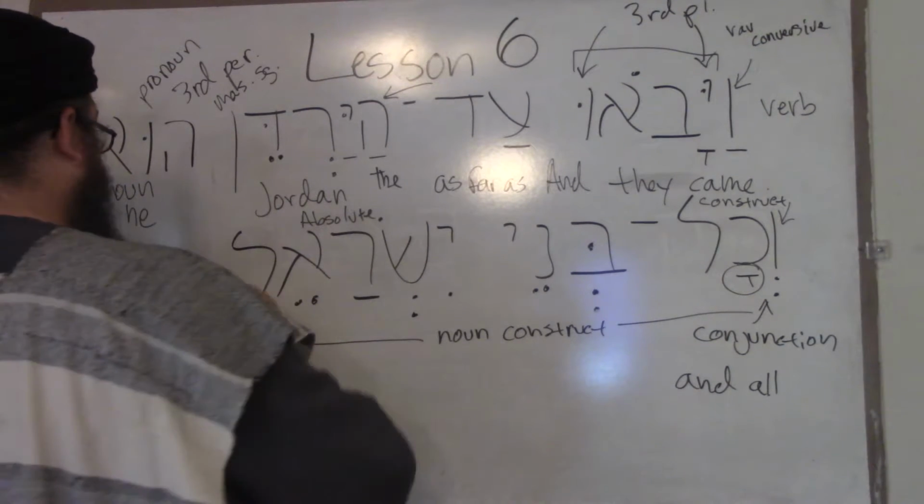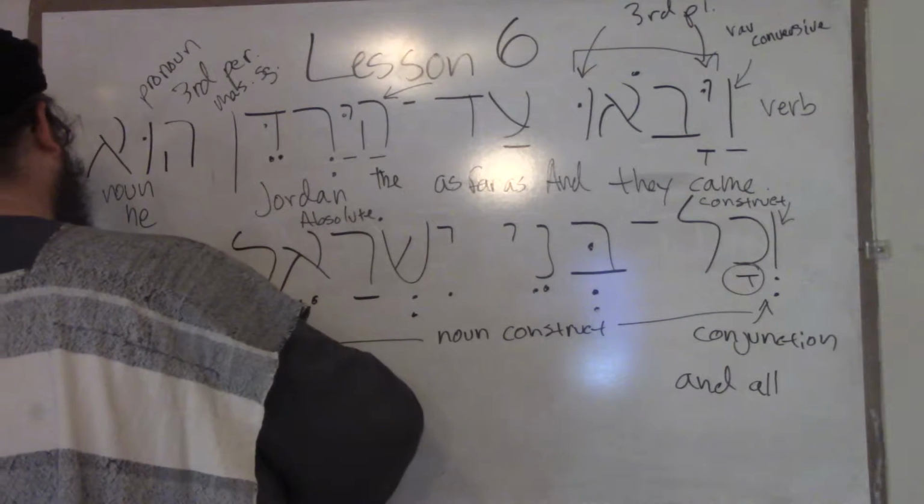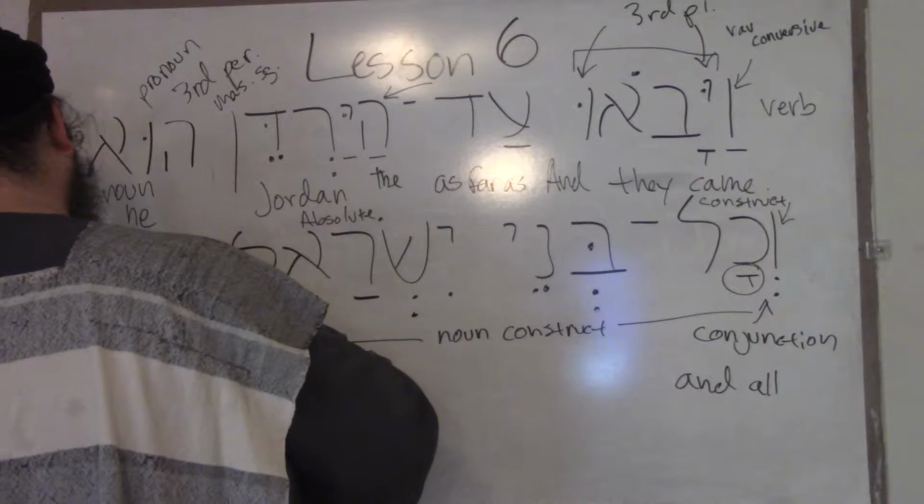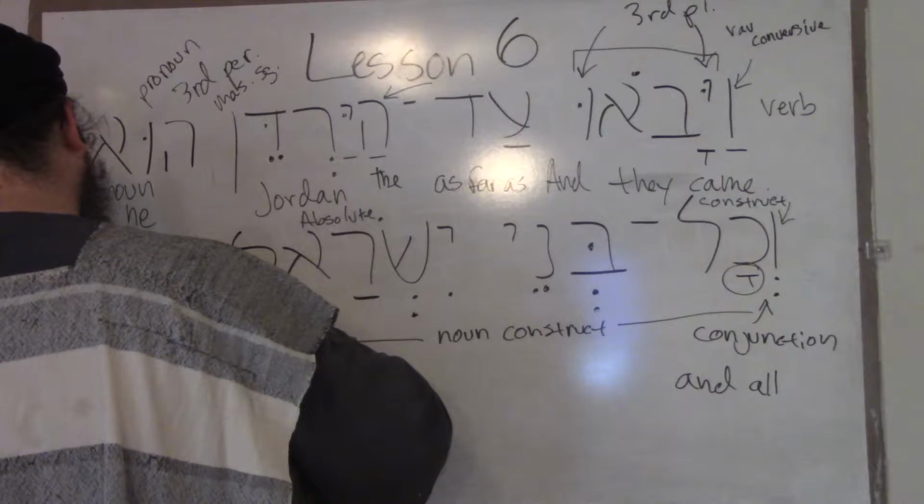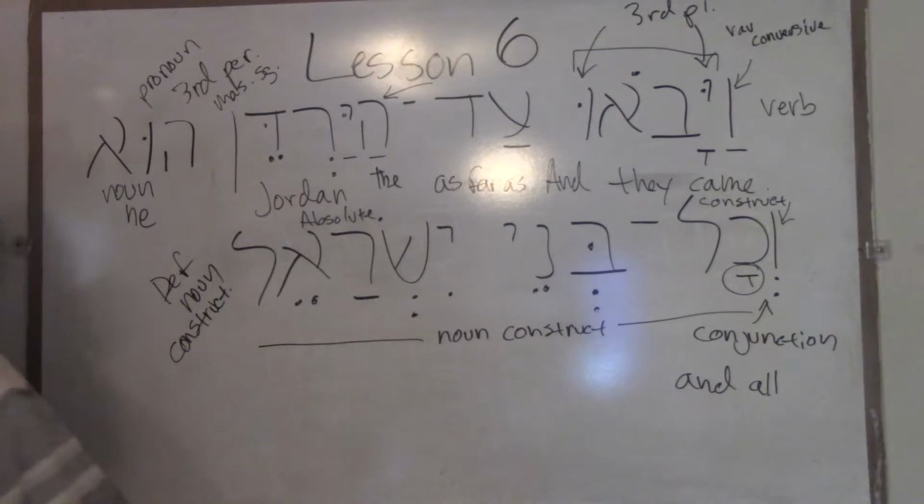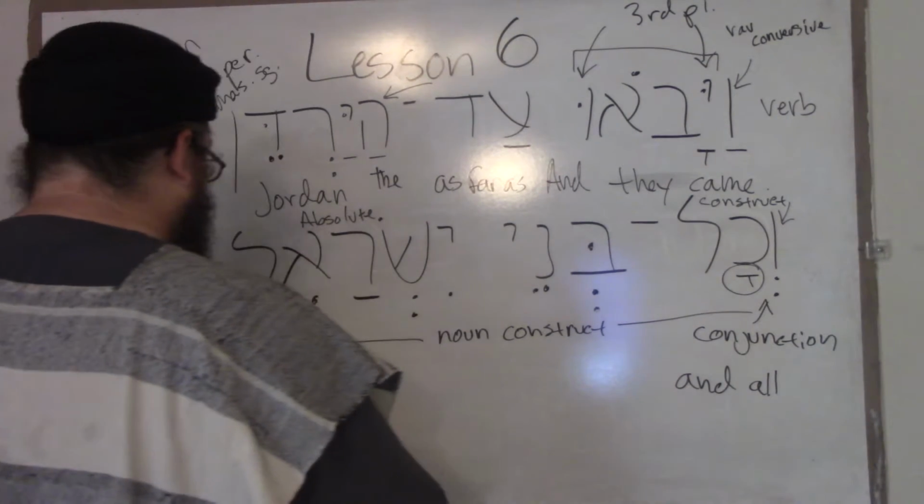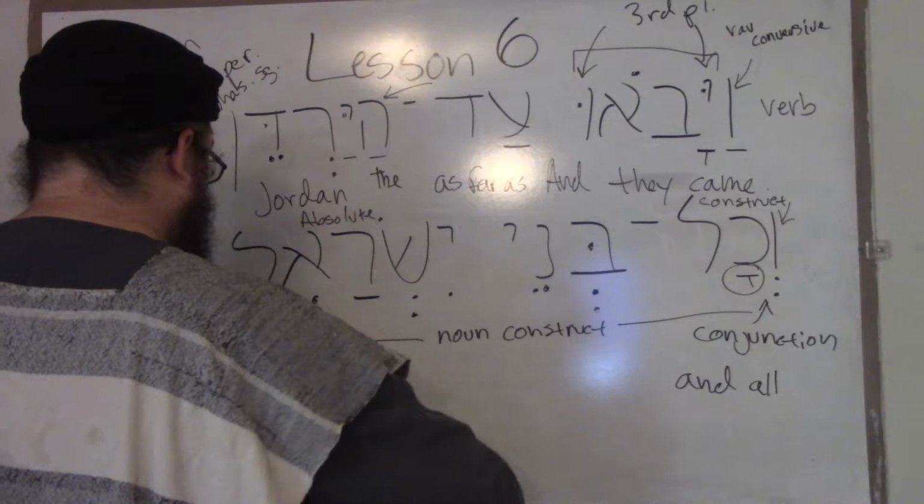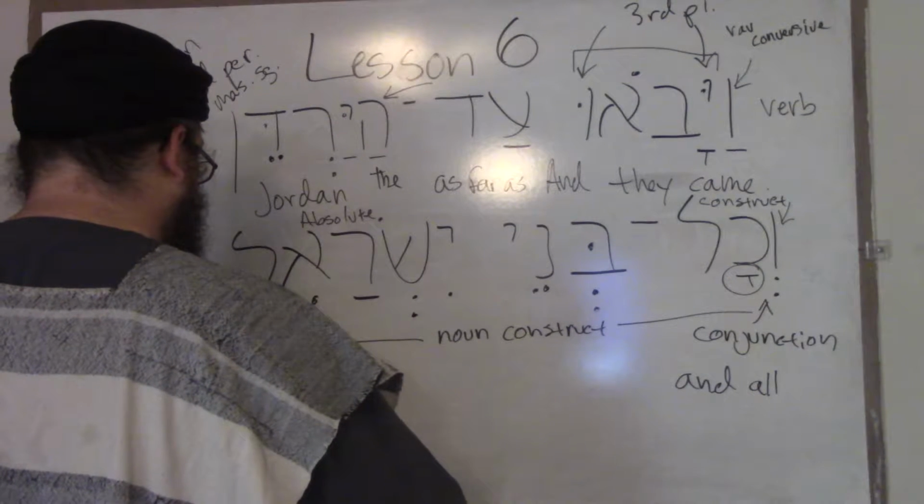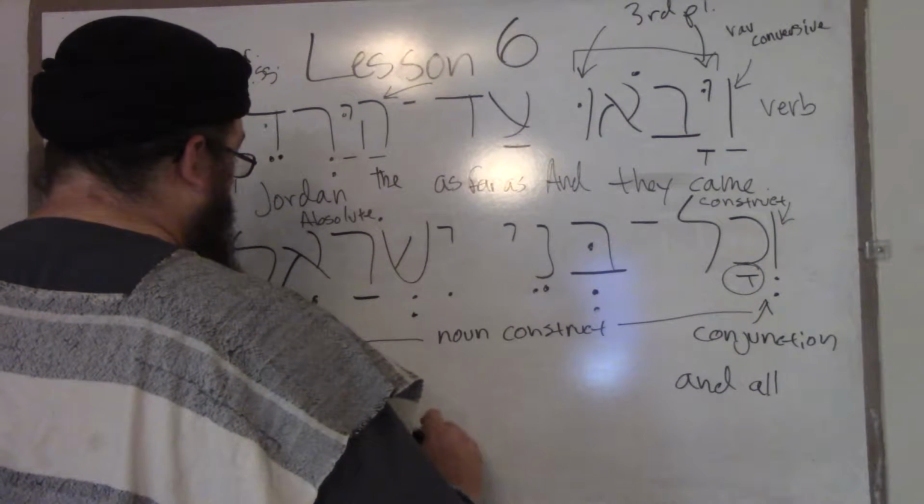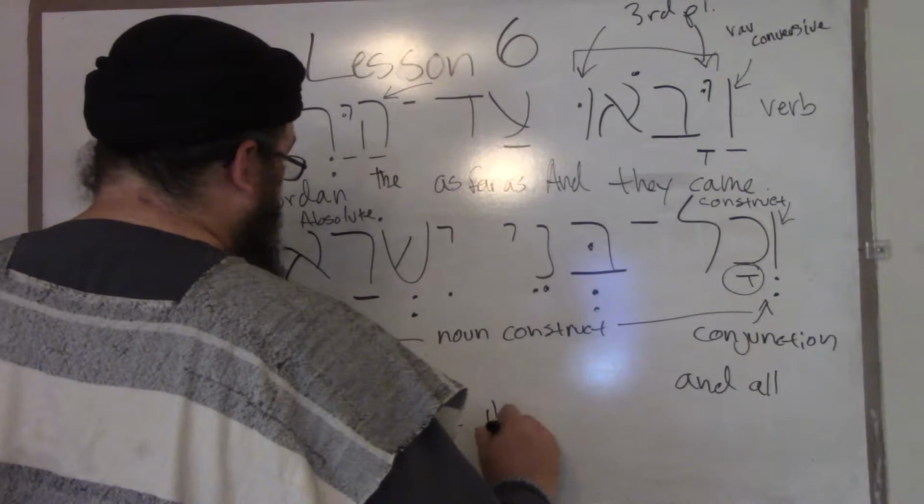So now we know that this is a definite noun construct. And when we have a definite noun construct, we know that the first thing we're going to have is the word the. Okay? So here we're going to say and all of the. Okay?